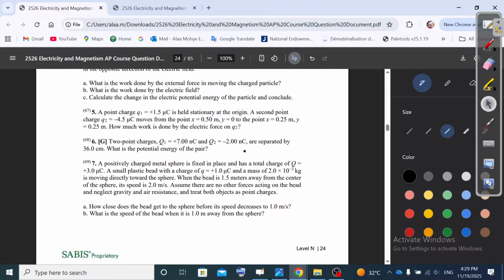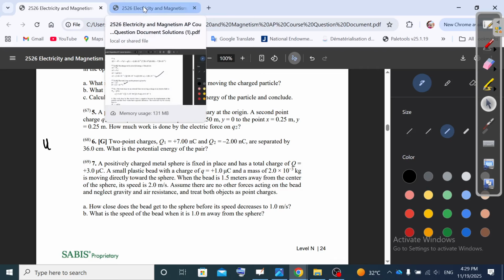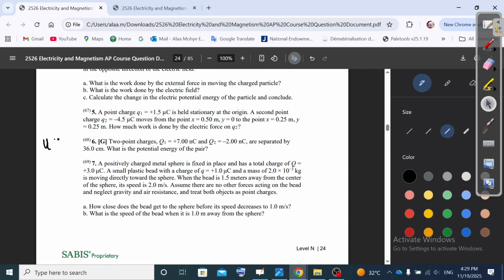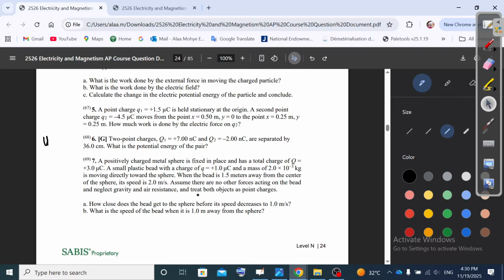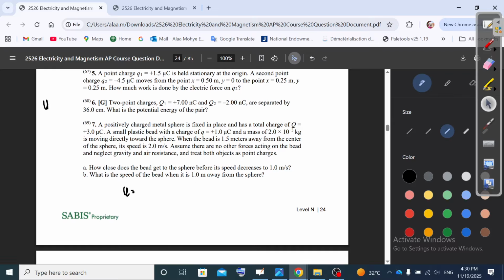Question 6. Two point charges are separated. What is the potential energy? So the potential energy formula, which is your simple kQQ over the r. Okay, that is a potential energy formula. So I don't have any space, I'll just write here. Okay, so your U is kQQ over r. No absolute value here, okay? So if it's negative, it shows the direction of motion.